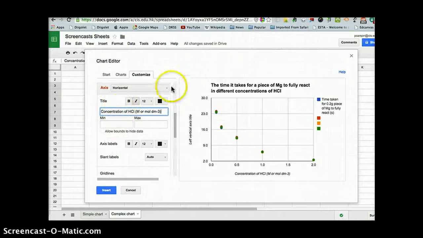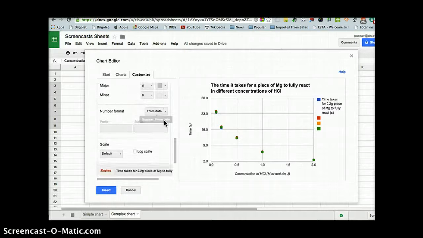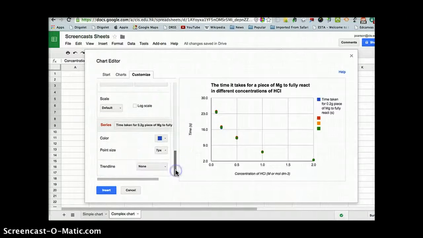Alright, then if we go up here and do the vertical axis, this was time in seconds. And if we do that and put it in, that shows us our points, but it doesn't actually show us our graph. So what we do is we go right down to the bottom of our customizing section, and there's a lovely little section there called trend line. So let's look at what it would look like if we thought they were all a straight line.